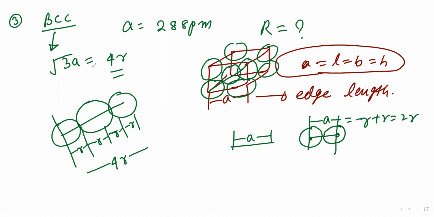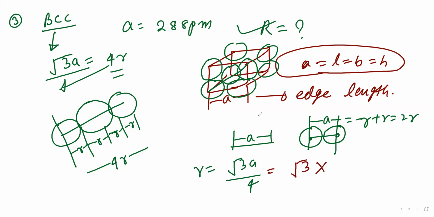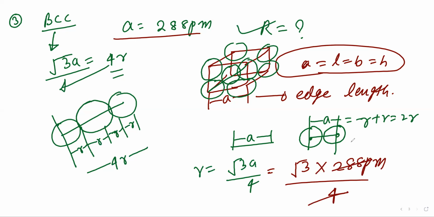So it is also equal to root 3A by 4. So this is the relation for the BCC lattice. You have to find the R value, the radius, it is asked. So R is nothing but root 3A upon 4. I will take the 4 to the denominator part. Then you have to put the value root 3 and the A value we know, 288 picometer, divided by 4. So divide this one, it will be 72, and this will be root 3. So the answer will be 72 root 3 picometer radius value. Understood? Please write this one then.